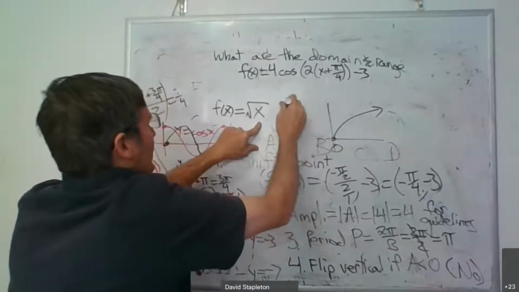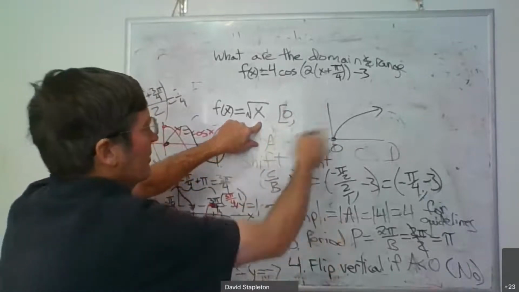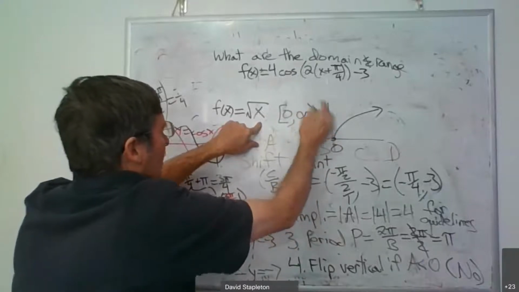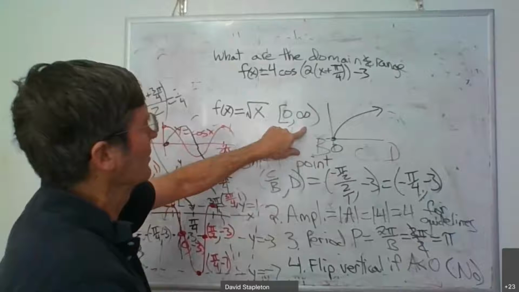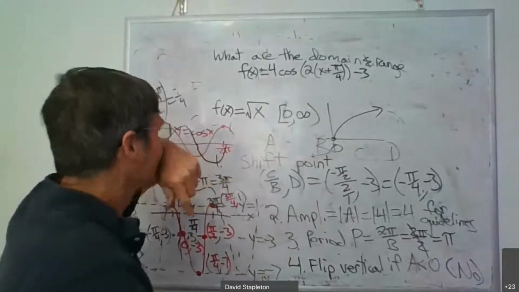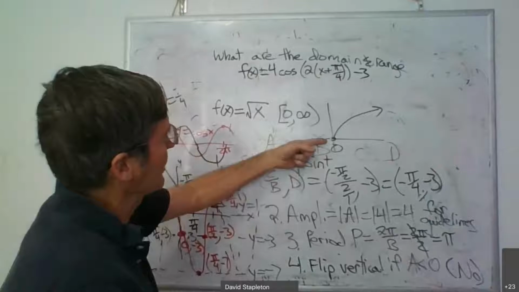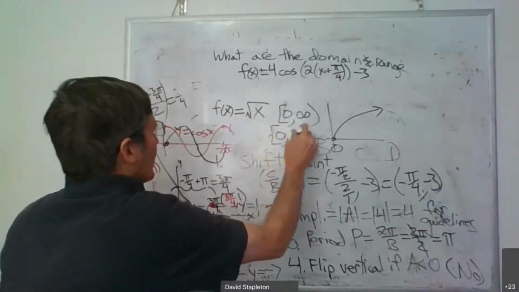You can include 0, so you write a square bracket. That means include 0. Infinity is not a real number. When you write it in here, it just means go on to all real numbers. So I write a round bracket, and we say the domain of the square root function is 0 to infinity, including 0. Then we say, what's the range? Well, same thing. It starts at 0 and goes up forever, so the range is also 0 to infinity. That's all domain and range are.